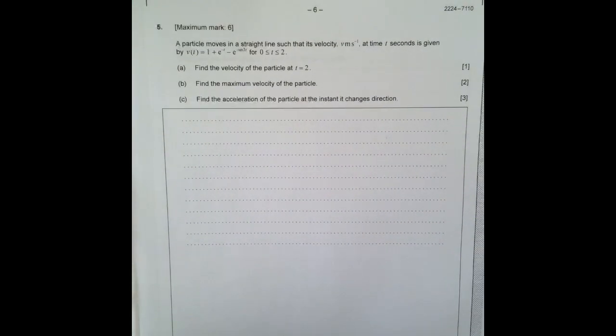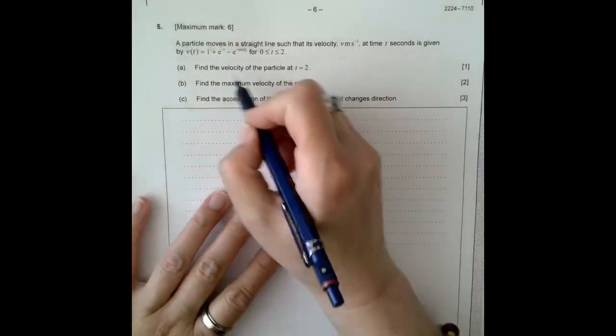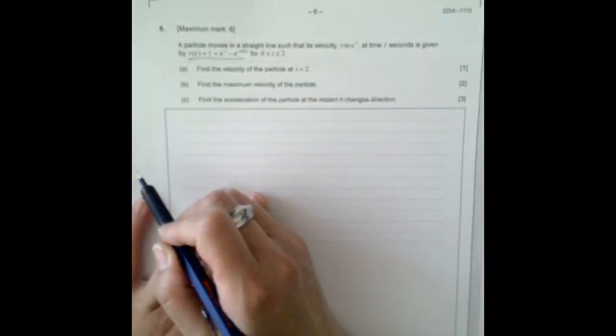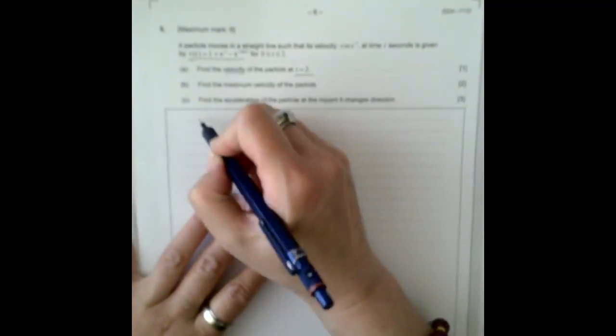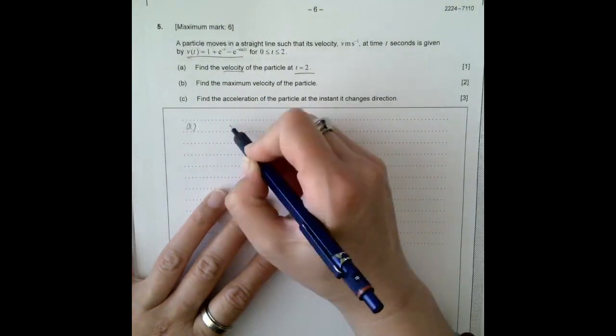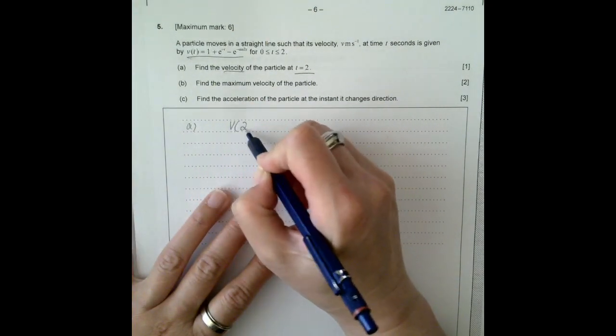So let's do some maths here. This is a question related to kinematics. So let's do it. We have a function of velocity, and they want to find the velocity when t equals 2. So pretty straightforward. We are looking for v(2) there.